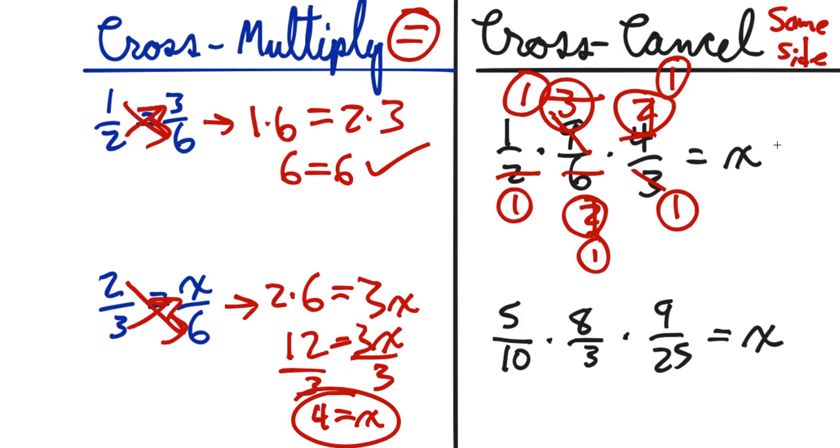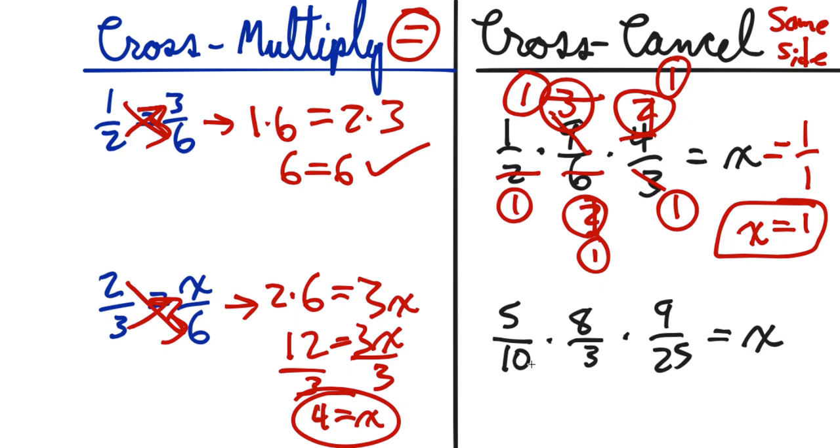Basically we've got 1 over 1, because 1 times 1 times 1 is 1 in the denominator. 1 times 1 times 1 is 1 in the numerator. So x equals 1 in this first case. Let's look at this second example here: 5 over 10 times 8 over 3 times 9 over 25 equals x.